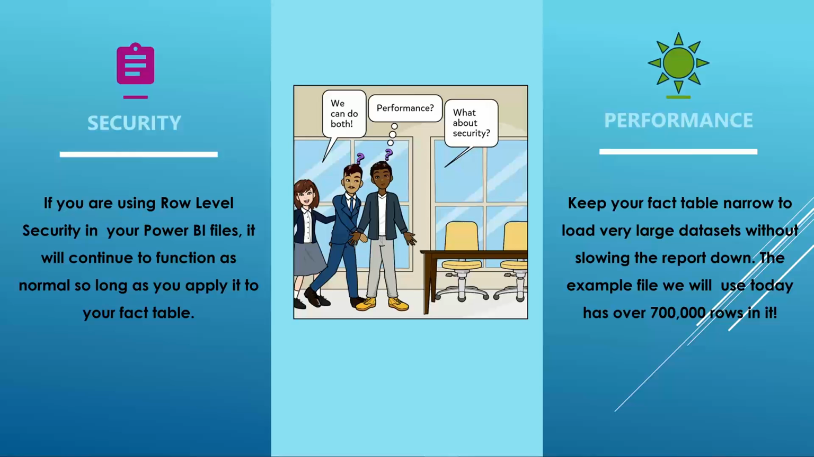This is a lot of data, even in this fake report that I made. There's over 700,000 rows in it, but you're going to find that it's extremely fast because what I used was a very narrow fact table. And it's, I think, a good example of how it can be very fast to use narrow files.